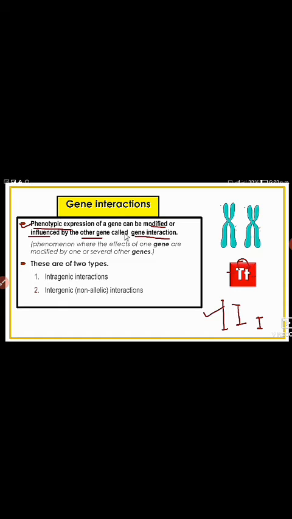This expression being modified or influenced by another gene is called genetic interaction, or gene interaction. It is the phenomenon where the effects of one gene are modified by one or several other genes. All the genes responsible for the changes between the two genes are called gene interaction.